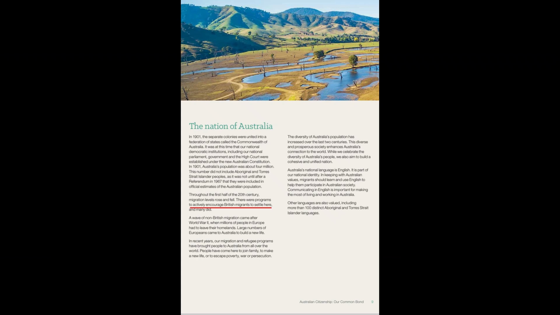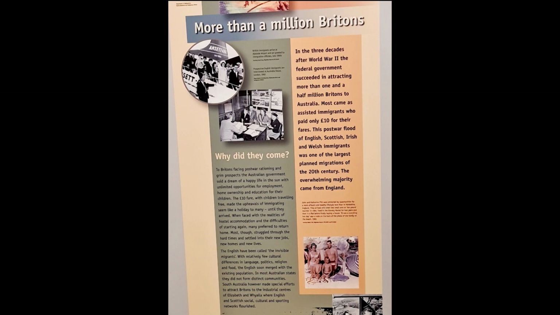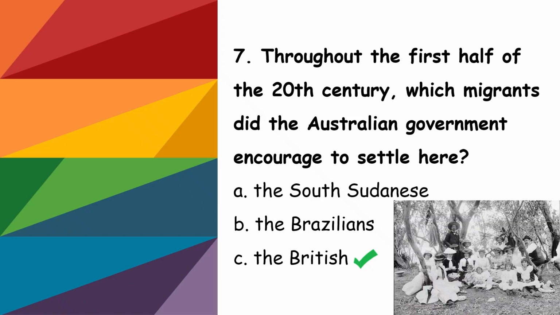Page 9 in Our Common Bond says, there were programs to actively encourage British migrants to settle here, and many did. So the answer is C. Throughout the first half of the 20th century, the Australian government encouraged the British to settle here.